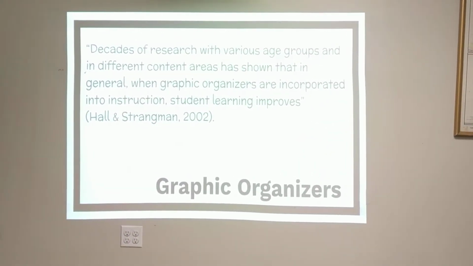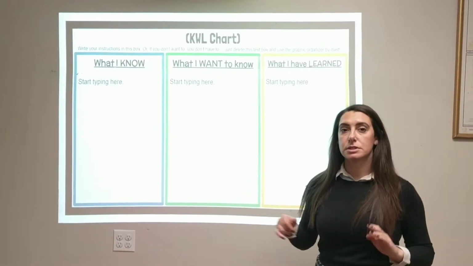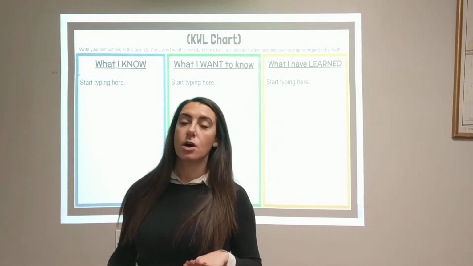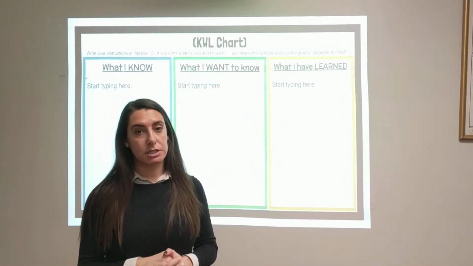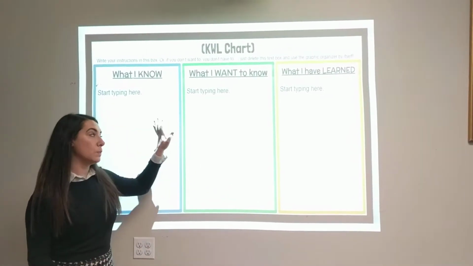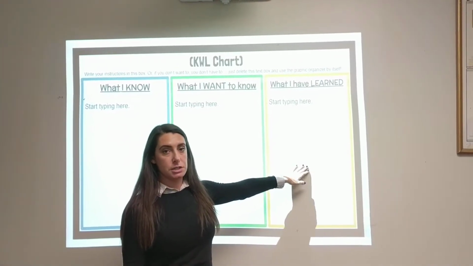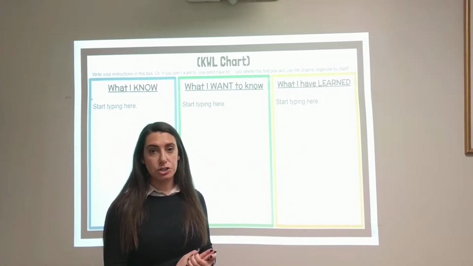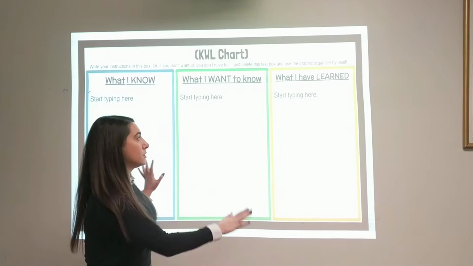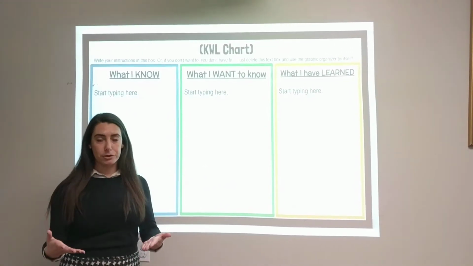The first one is a KWL chart. This can be used for a whole class setting, or you can send it out individually to all your students. So a KWL chart is what you already know, what you want to know, and what you have learned. This is great for a pre-reading strategy or introducing a unit. So the first two columns are how you start after you introduce your unit.